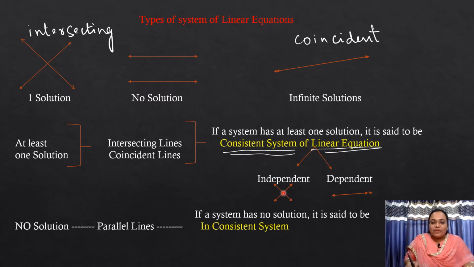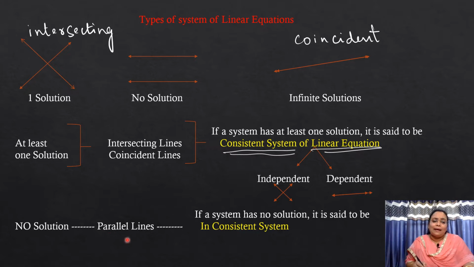Okay? So, the intersecting line is called independent consistent system because the two lines are independent. Okay, and the coincident line is a dependent consistent system because the two lines are on one other, right? So if the first line moves, the second line also moves. They depend on each other. So it is said to be a dependent consistent system. Coincident line is said to be dependent consistent system.